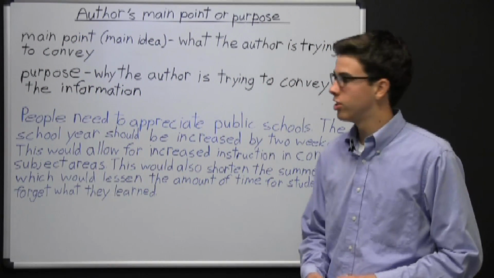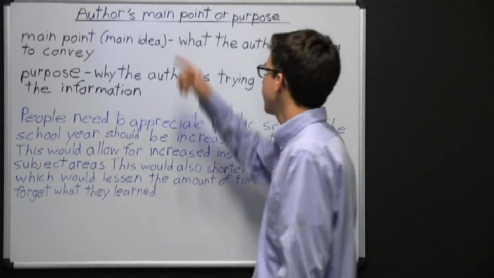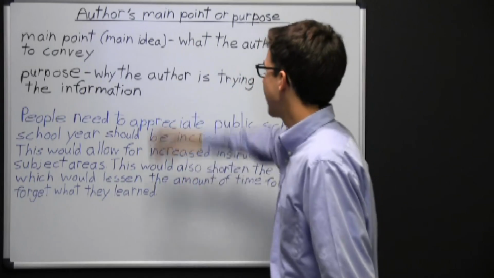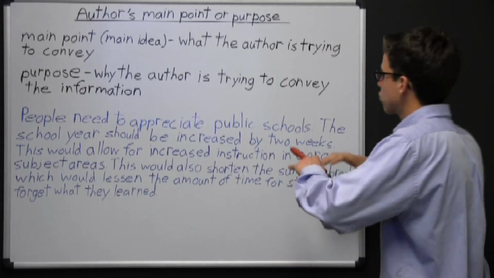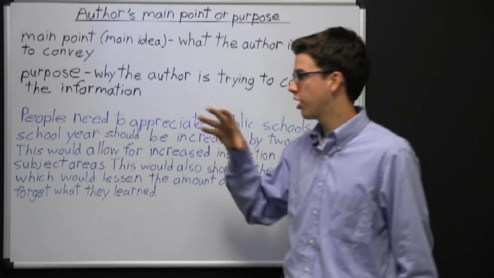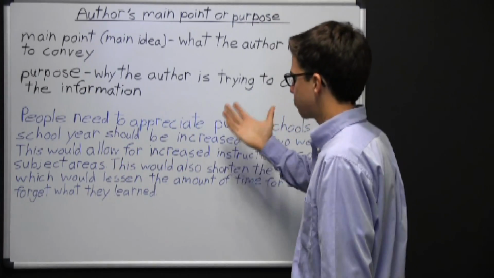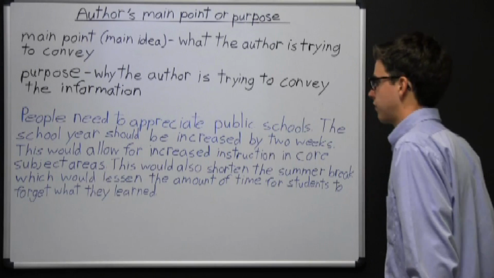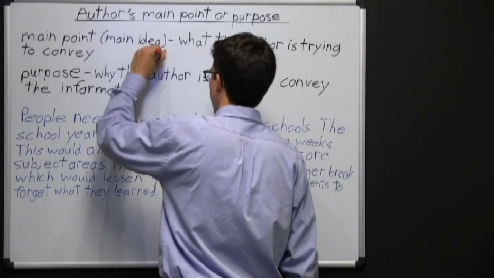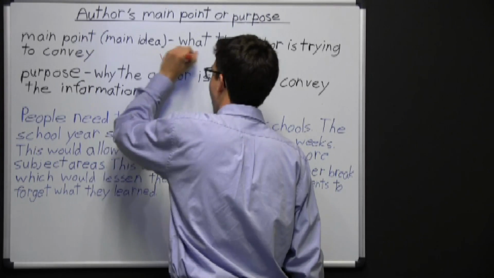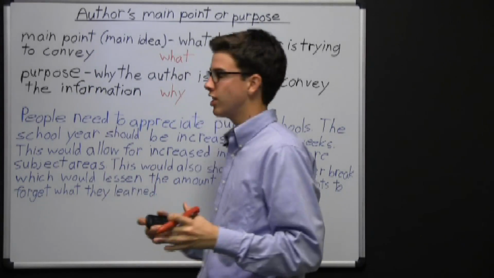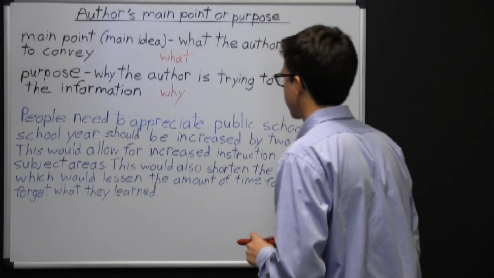When looking at a passage, it's good to determine the author's main point and their purpose. Another term for main point would be main idea. Basically, this is what the author is trying to convey. It's the most important information that the author is trying to convey to the reader. Then there's purpose. This is why the author is trying to convey the information. So we could say that the main point is the what, and the purpose is the why, because the purpose is what the author is hoping to achieve by sharing the information with you.